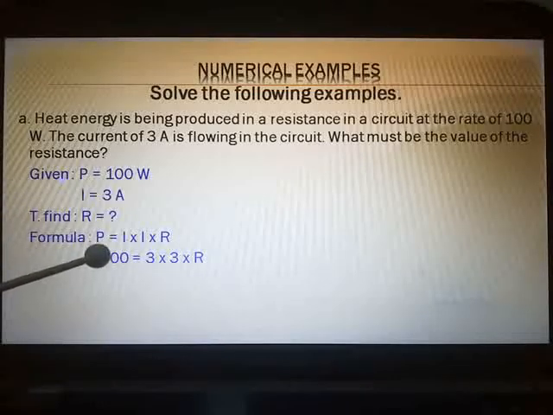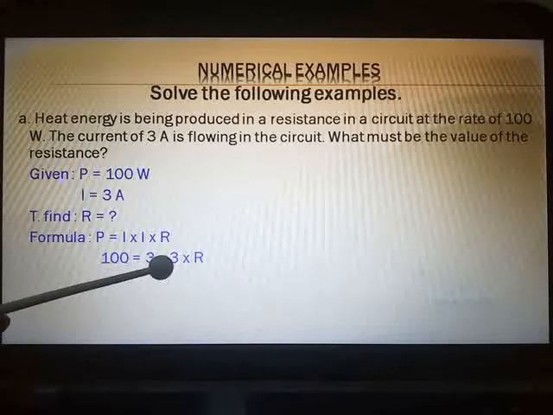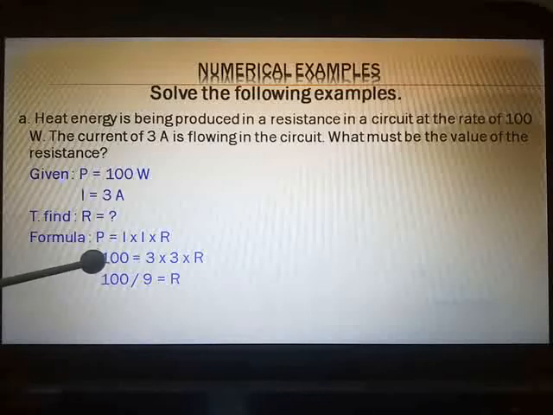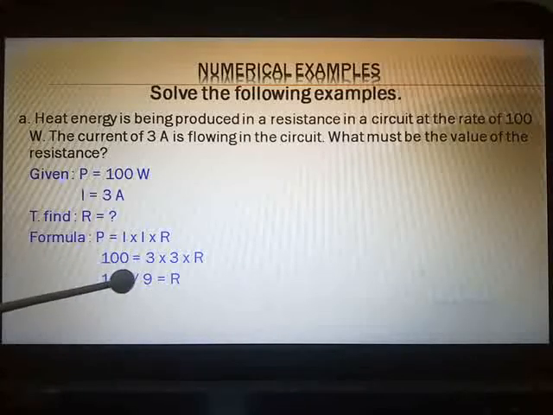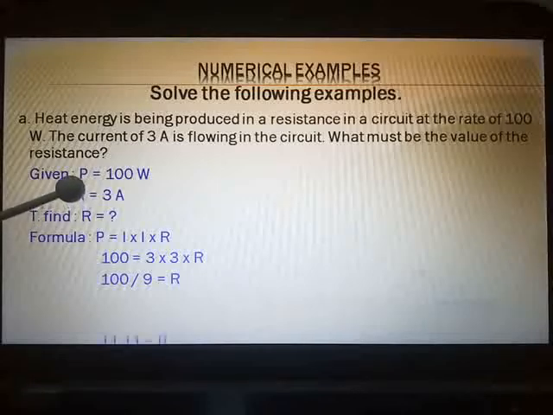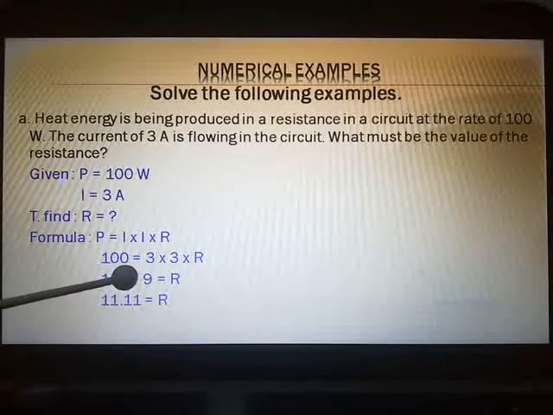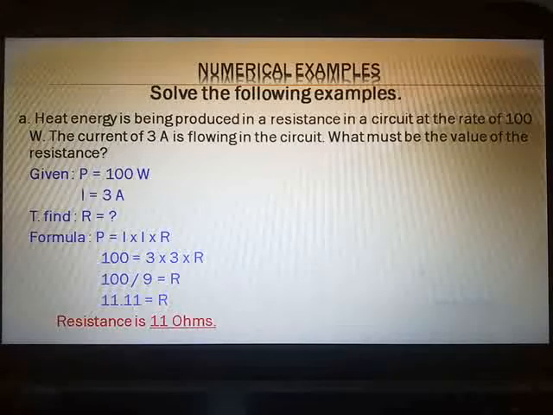Substitute the value of P, 100. I value is 3 amperes. It is watt and ampere, so you can use the same values without conversion. 3 multiplied by 3 multiplied by R. So 100 is equal to 3 3s are 9R. This 9, if you take it over here, becomes divide by 9. So 100 divided by 9. You will get a recurring value, 11.11. While writing the answer, you can just write resistance is equal to 11 ohms. If you write 11.11 also it is okay, or rounded off, resistance is 11 ohms. But while solving, you have to show the value up to 2 decimal places.